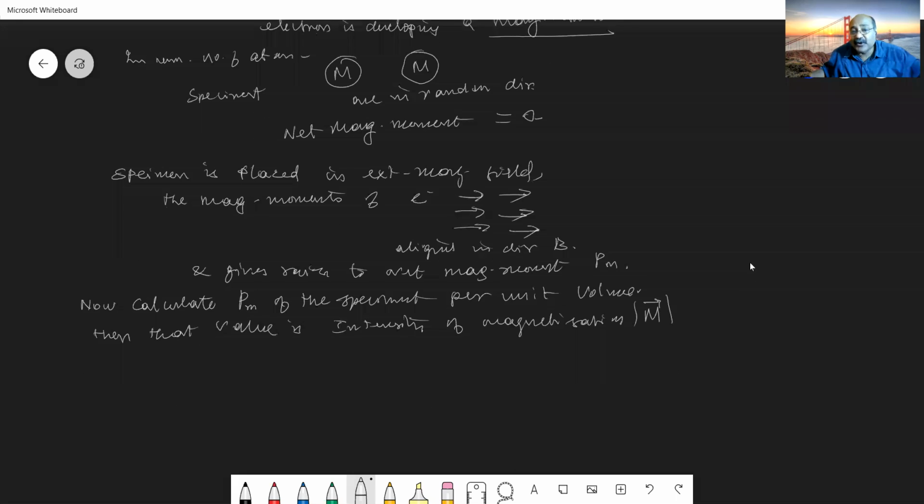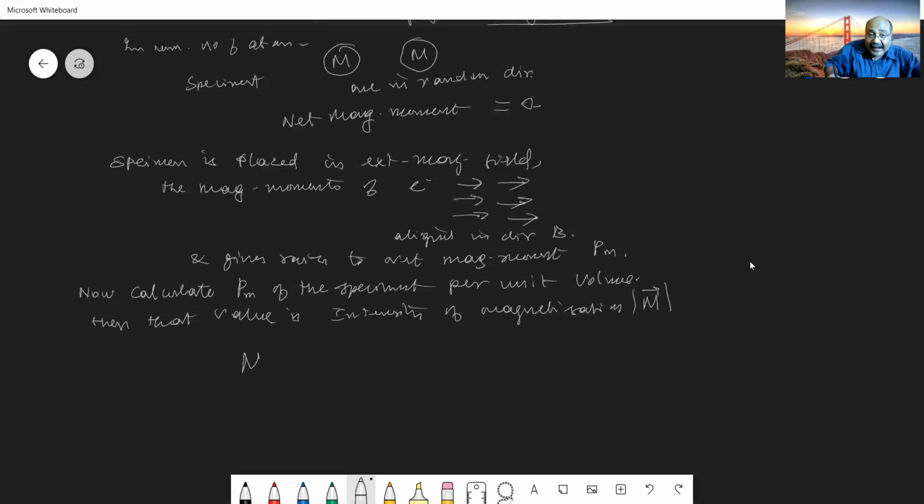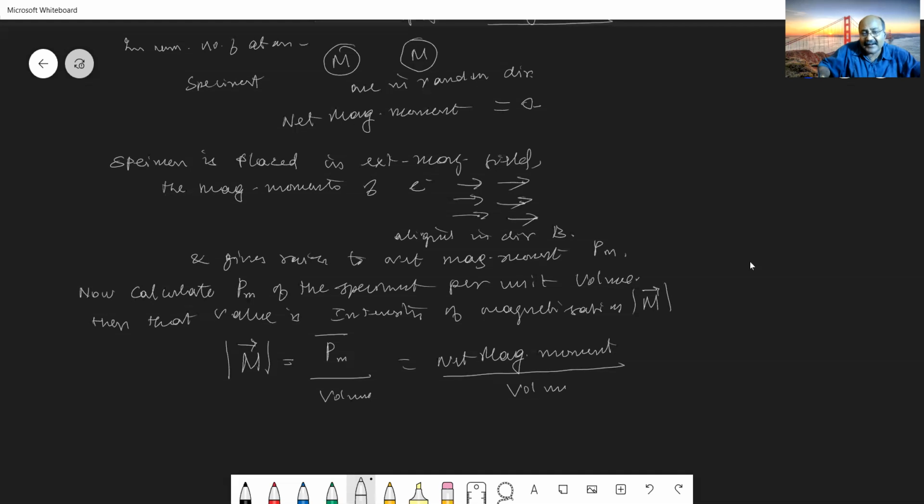Well, how can I calculate this? I can write the magnitude of the net magnetic moment, what I am calling the intensity of magnetization, is equal to magnetic moment per unit volume. I can write it like this: net magnetic moment divided by volume. Am I correct? So this we are calling the intensity of magnetization. This intensity of magnetization is caused by the magnetizing field.